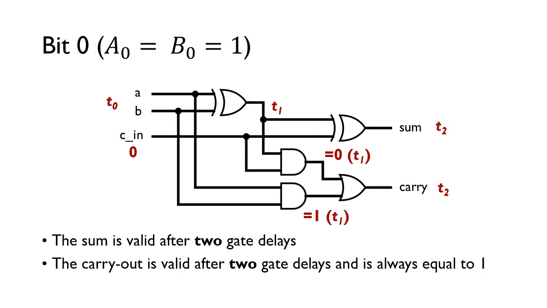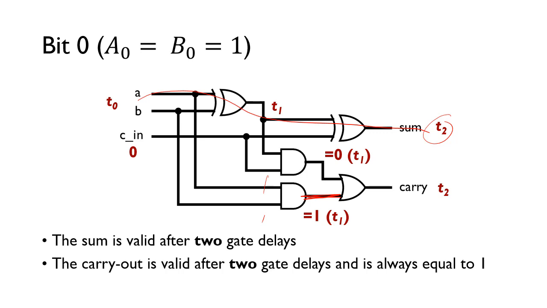So we'll look at the case now when A and B are both 1. Again, the sum still has to go through this path, so the sum is still valid after 2 gate delays. And in this instance, A and B are both 1, so the output of this node here will be a 1 at time 1.